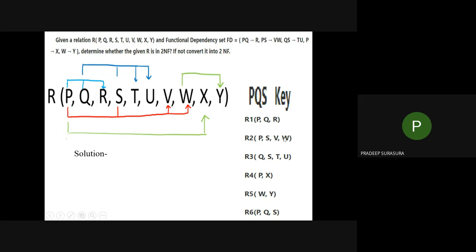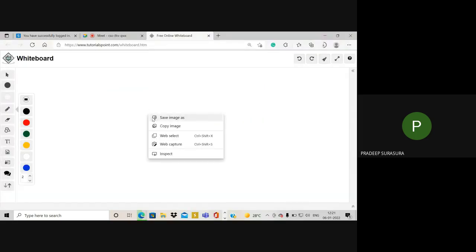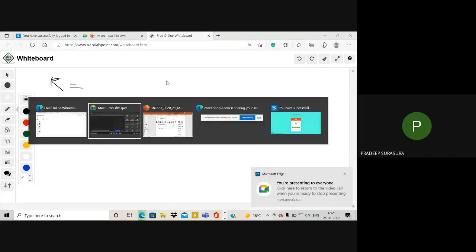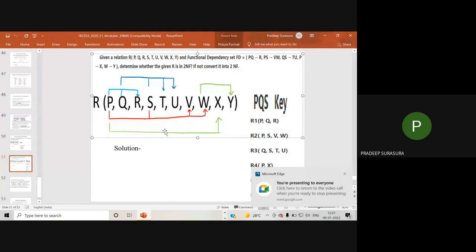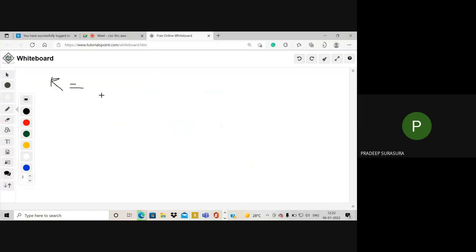Let us deduce now. So if I understand, the FD given is PQ determines R. So let me write R is equal to P Q R S T U V W X Y. Okay, so this is the R.